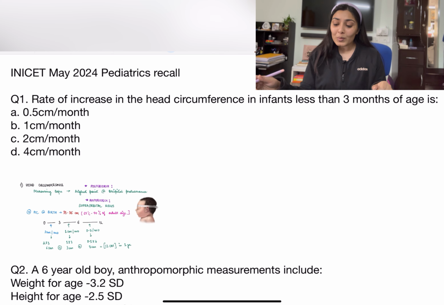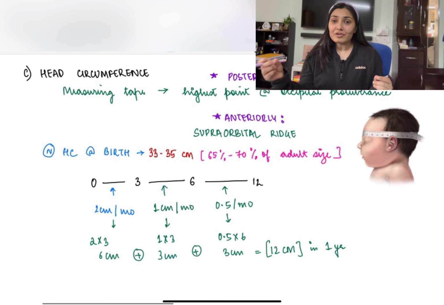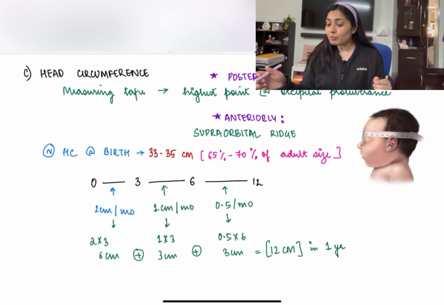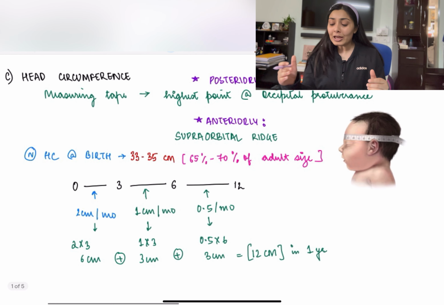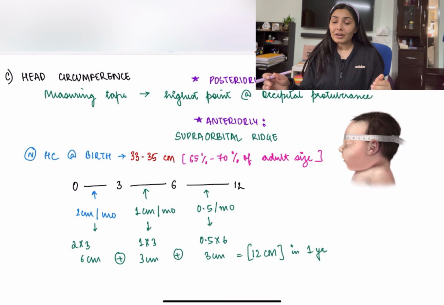So the first question here was the rate of increase in the head circumference in infants less than 3 months of age: is it 0.5 centimeter per month, 1 centimeter per month, 2 centimeter per month, or 4 centimeter per month? How do we measure the head circumference? We take a measuring tape and place it over the head of the child in such a way that posteriorly it touches the highest point on the occiput, and anteriorly it is just above the supraorbital ridge. The normal head circumference at birth is 33 to 35 centimeter, that is 65 to 70% of the adult head size.